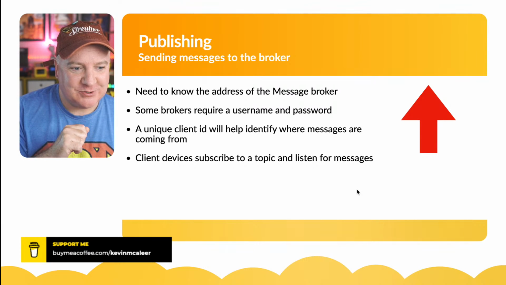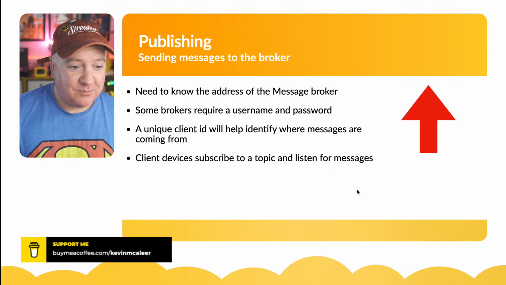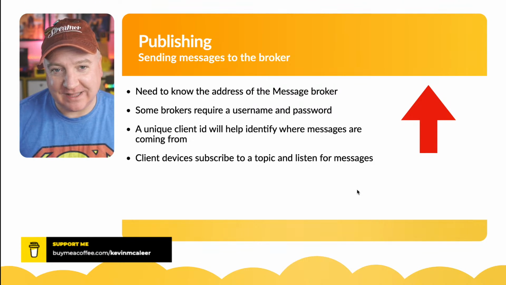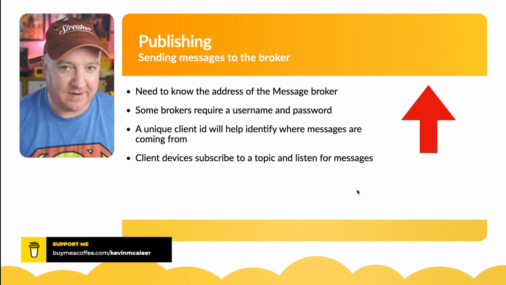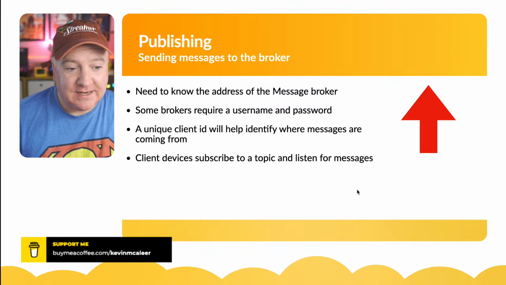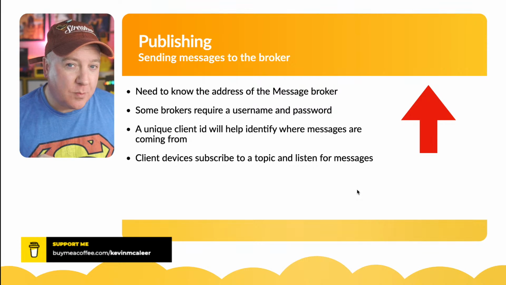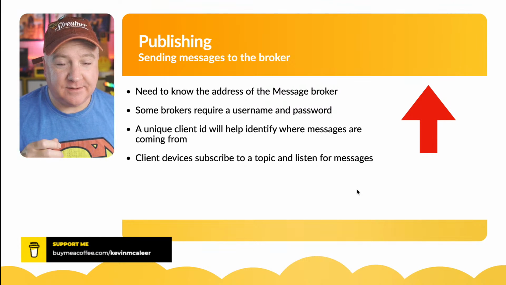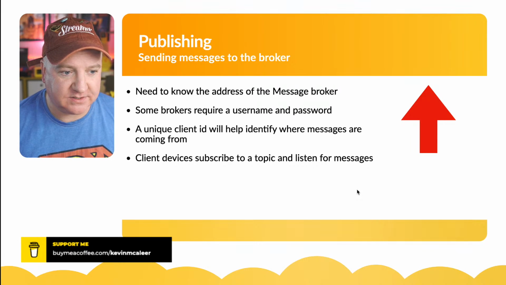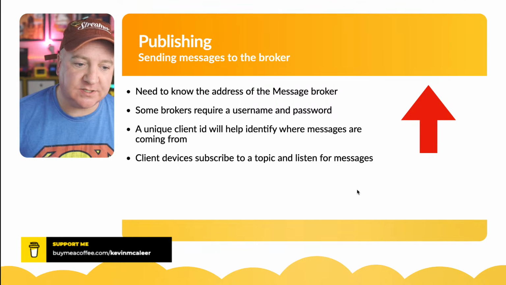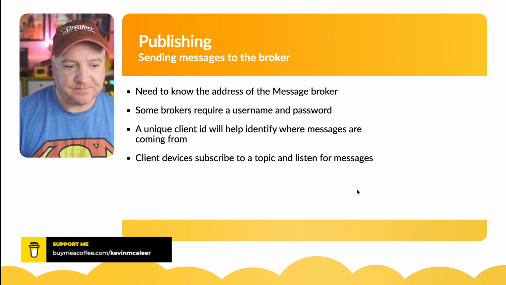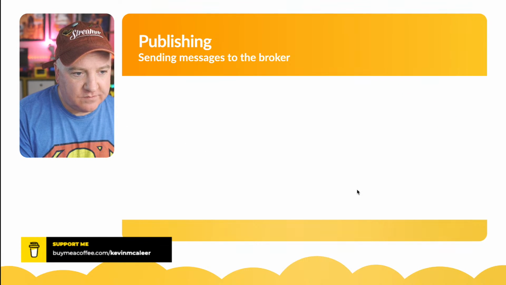We can have a play with that too. So some brokers require that username and password. When I wrote that code, I didn't do that. I should really go back and address that and provide a username and password for security. A unique client ID will help identify where messages are coming from, and you can actually pass that in the message, in the payload as well, if you want to help identify where things are coming from. And the client device is subscribed to the topic and listens for messages. So that's how we publish things. Let's move to the next one.